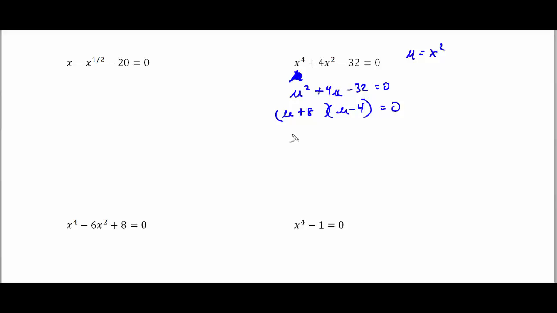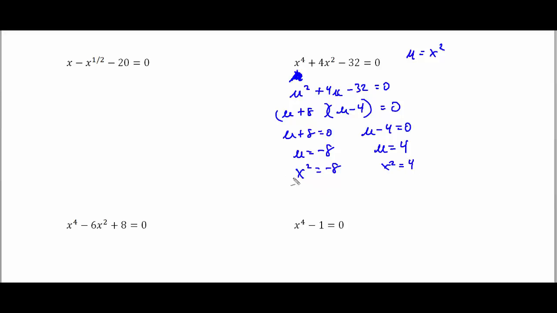So this is going to give me u plus 8 equals 0, so u is equal to negative 8. And then u minus 4 is equal to 0, so u is equal to positive 4. Now I'm going to substitute my x squared back in for the u. So x squared is equal to negative 8, and x squared is equal to 4.